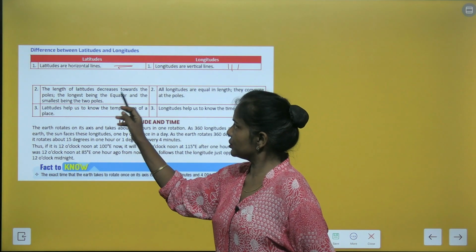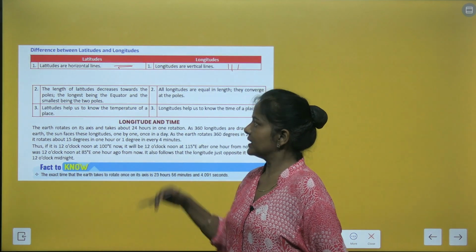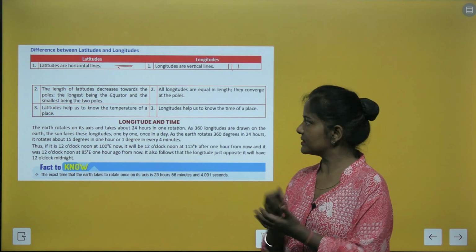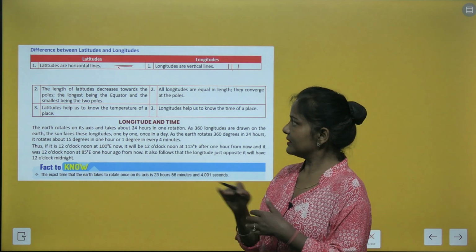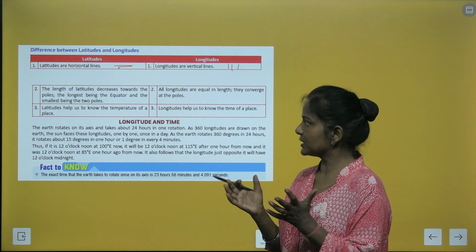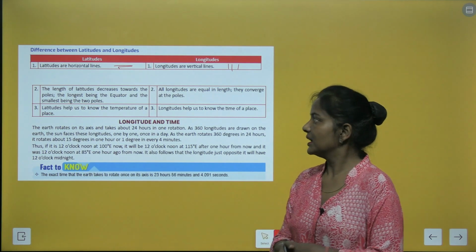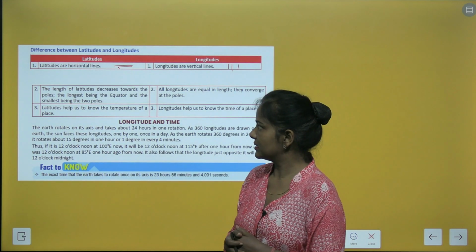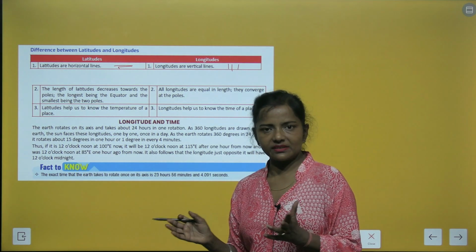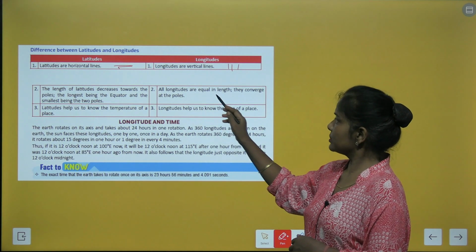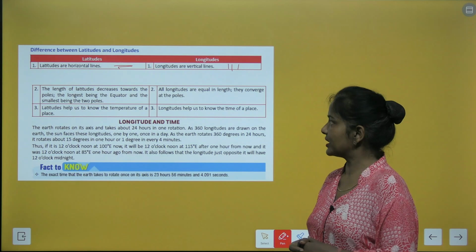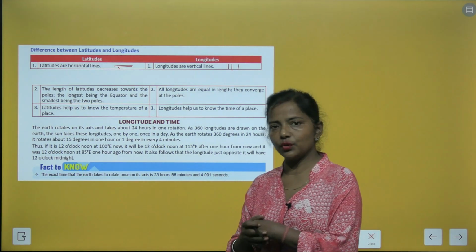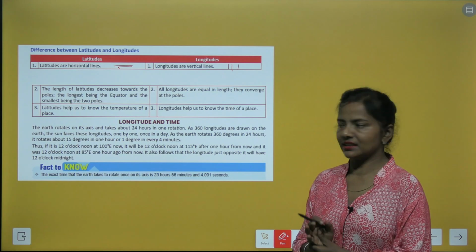The length of the latitudes decrease towards the poles, the longest being the equator and the smallest being the two poles. जो length of latitude है वो कम होता जाता है poles की तरफ जाता है और सबसे लंबा जो latitude है वो है equator और वो दोनों poles पे same. All longitudes are equal in length, they converge at the poles. और सारे जितने भी longitudes हैं vertical line से वो same equal length की.